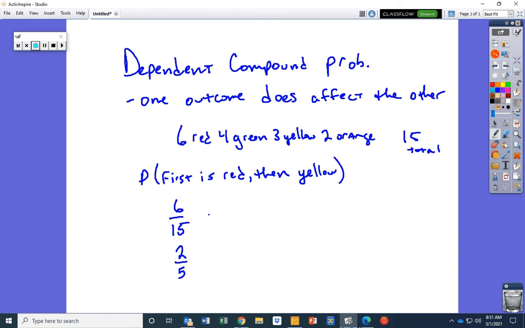Okay, how many are yellow in the cup? 3. But this is no longer 3 out of 15. What is this? 3 out of 14. Okay, because I took a Skittle out. So when I multiply these, now I can reduce this.